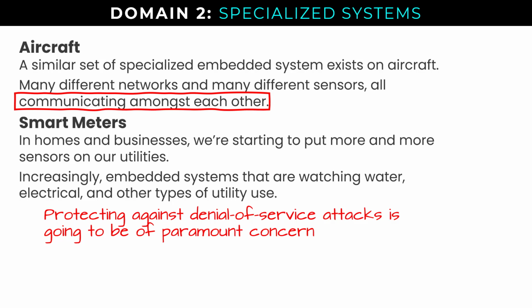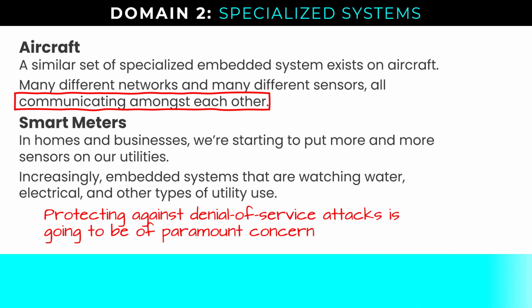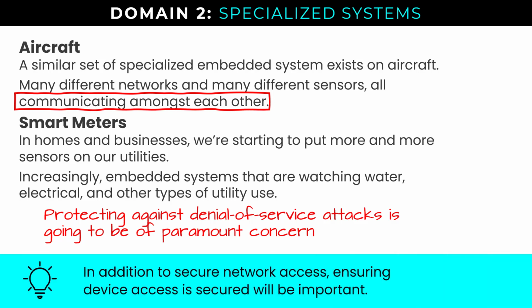When we have embedded systems that are communicating to ensure vehicle operation, such as in aircraft or automobiles, making sure that they're able to communicate, that they have processing power, that they have adequate network bandwidth is going to be very important. And in addition to secure network access, ensuring device access is secured will be important. And oftentimes you're going to need to work with the manufacturer because there might not be a lot that you can configure on these devices beyond what comes from the manufacturing facility, that is.